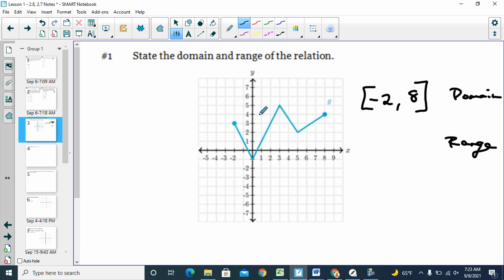And the range, we're doing the same thing, but we're checking the y values. The smallest one's -1, and the biggest one is 5. -1 to 5 for my range.